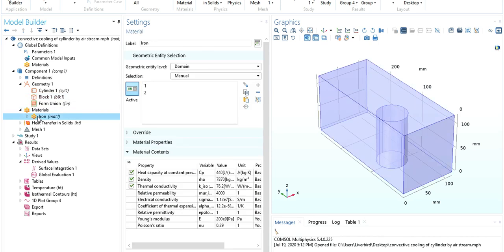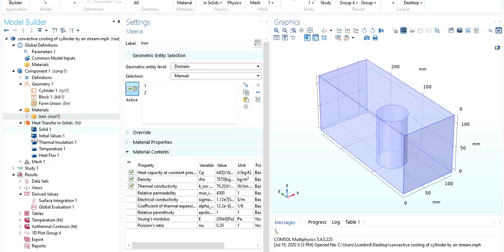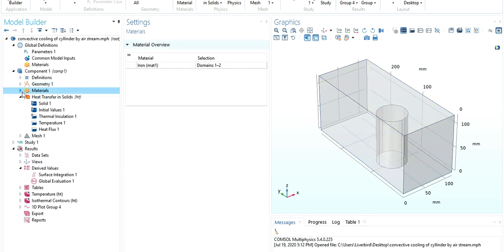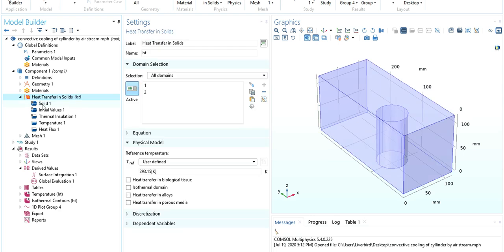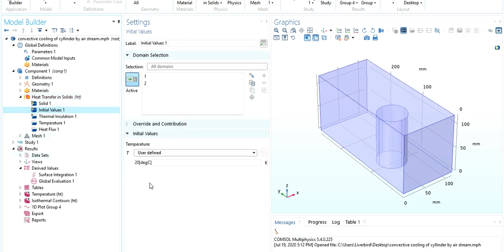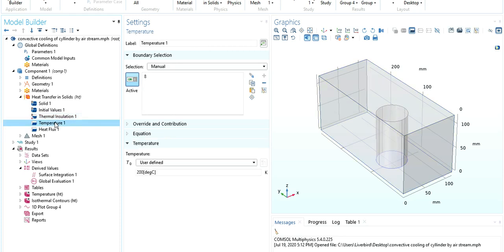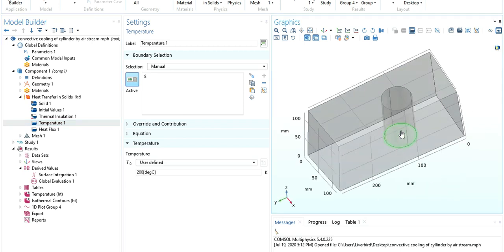Select material for both geometries. I have chosen iron for both cylinders and the box. Then we proceed to the heat transfer physics. Boundary conditions. The bottom boundary is kept at 200 degrees Celsius. The upper boundary and overall cylinder boundaries are convecting to 20 degrees Celsius with a heat transfer coefficient of 5 watt per meter squared Celsius.